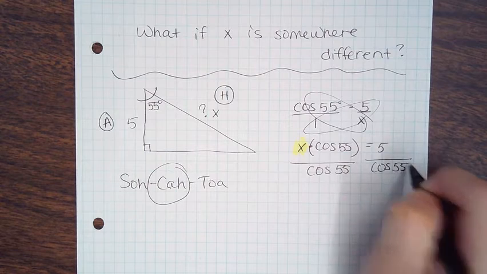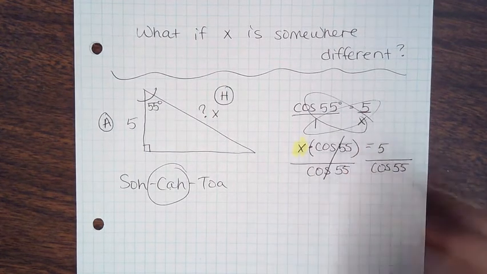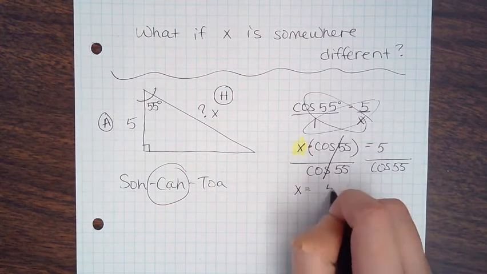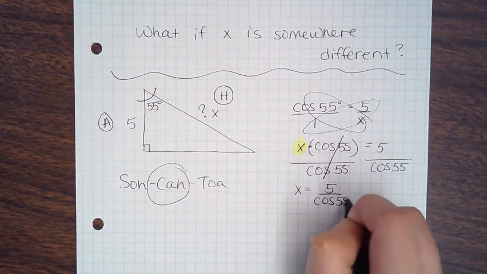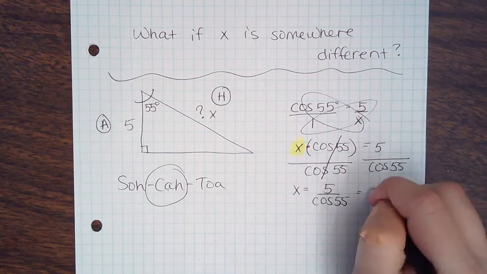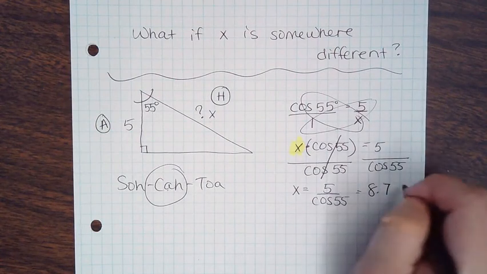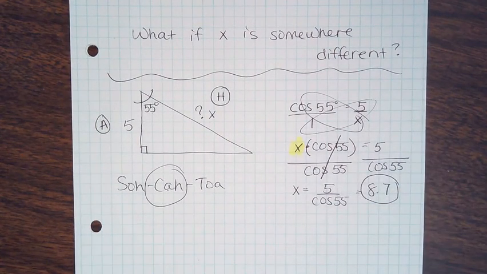And remember, cosine of 55, those are linked. You can't just divide by 55 or divide by cosine. These cancel, and I'm left with x equals 5 divided by the cosine of 55. And if I get out my calculator and I do 5 divided by the cosine of 55, I get 8.7. Okay, and that's rounded. So that's how you do a problem if the x is in a weird spot.